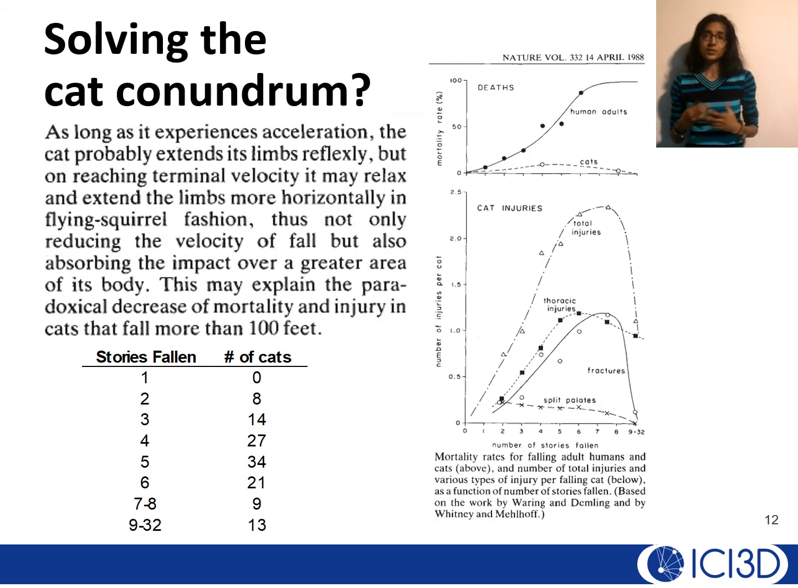And researchers came up with an explanation for this. These results were published again in a credible journal, namely Nature. Over here, this researcher claims that as long as the cat experiences acceleration, the cat probably extends its limbs reflexly, but on reaching terminal velocity, it may relax and extend the limbs more horizontally in a flying squirrel fashion, thus not only reducing the velocity of the fall, but also absorbing the impact. Do you believe the explanation?